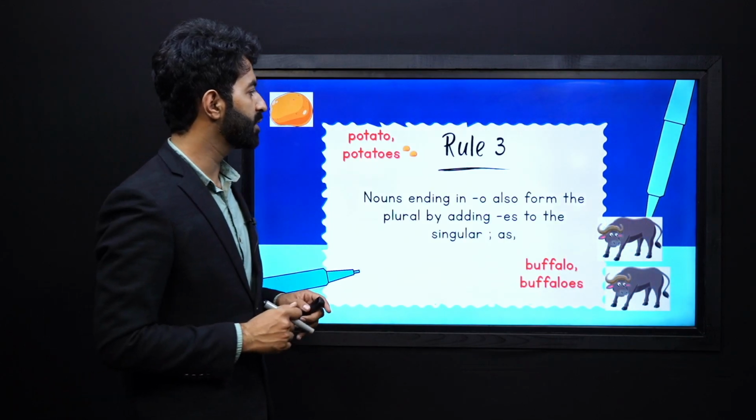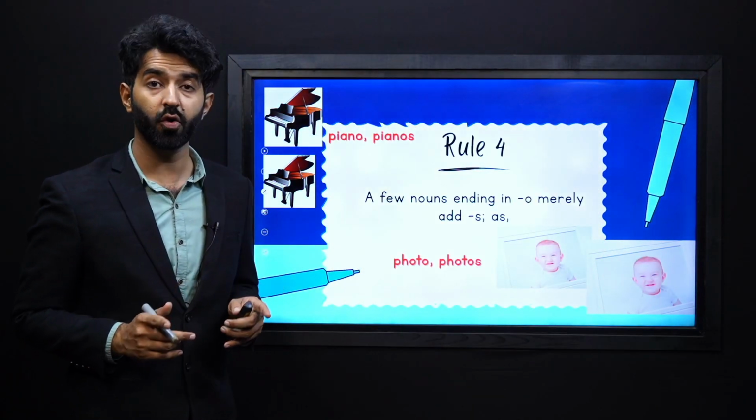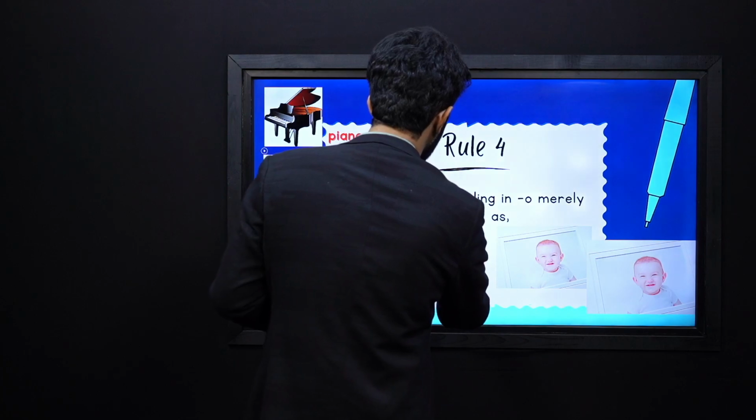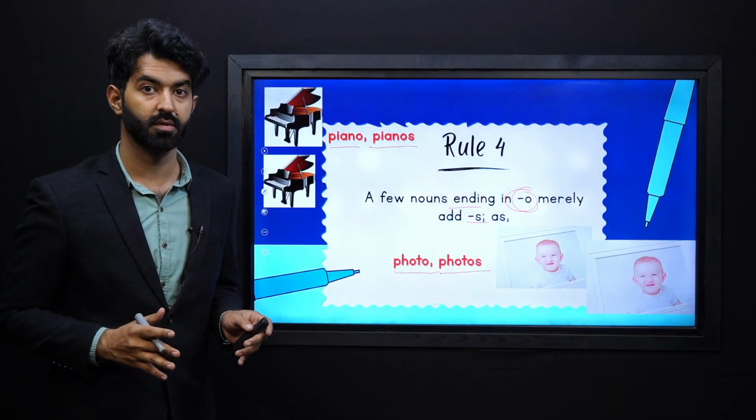Now let's move forward to rule number three. Nouns ending in o also form the plural by adding es to the singular. Potato will be potatoes by adding es, buffalo will be buffaloes by adding es. Such a simple rule, right? Now, rule number four, there are few nouns ending in o that merely add s, just simple s after the o, otherwise es is added. Here piano will be pianos, photo will be photos. So this is an exceptional rule, okay?